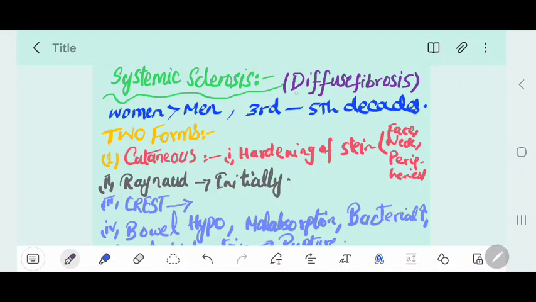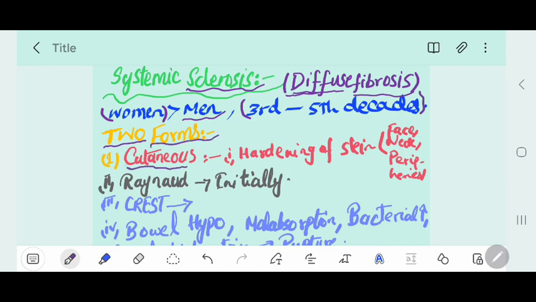Systemic sclerosis. Systemic sclerosis is actually diffuse fibrosis of the skin as well as the internal organs. So there is diffuse fibrosis of skin and internal organs that is seen in systemic sclerosis. Women are affected more as compared to men, and the disease appears between the third and fifth decades of life. There are two main forms of this disease.